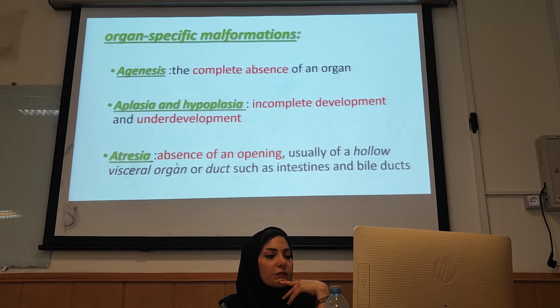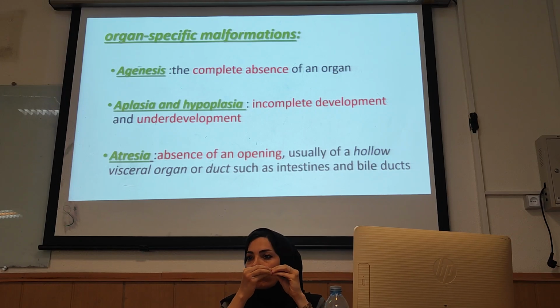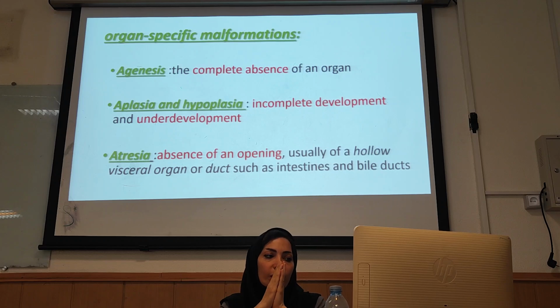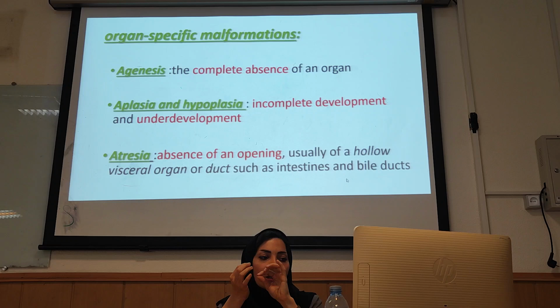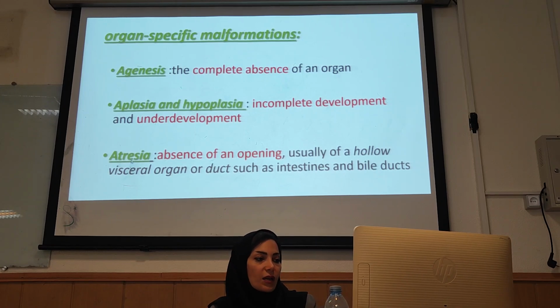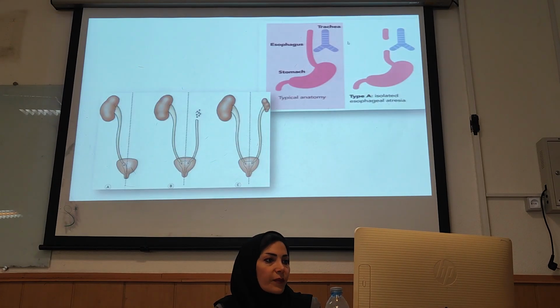Atresia is different from them. It means absence of an opening. We talk about an organ that has a lumen, such as the esophagus or GI tract or bile ducts. All of them have a lumen. So absence of an opening in an organ that has a lumen leads to atresia. They use the term atresia in such situations.